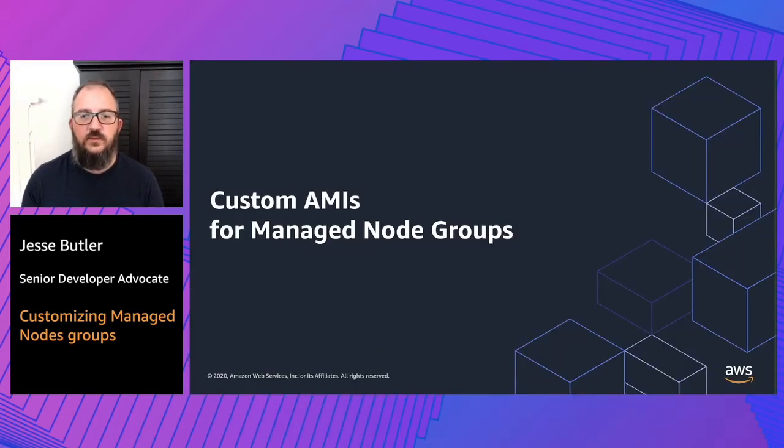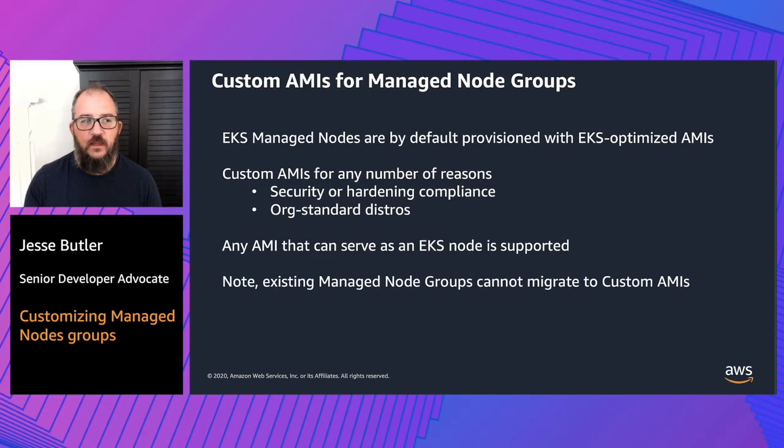So now let's get into talking about using custom AMIs with managed node groups. As I said before, by default, managed nodes are provisioned with an Amazon Linux 2-based AMI optimized for EKS, and that is still the default, but you now are able to specify your own AMI, and you might do this for any number of reasons.